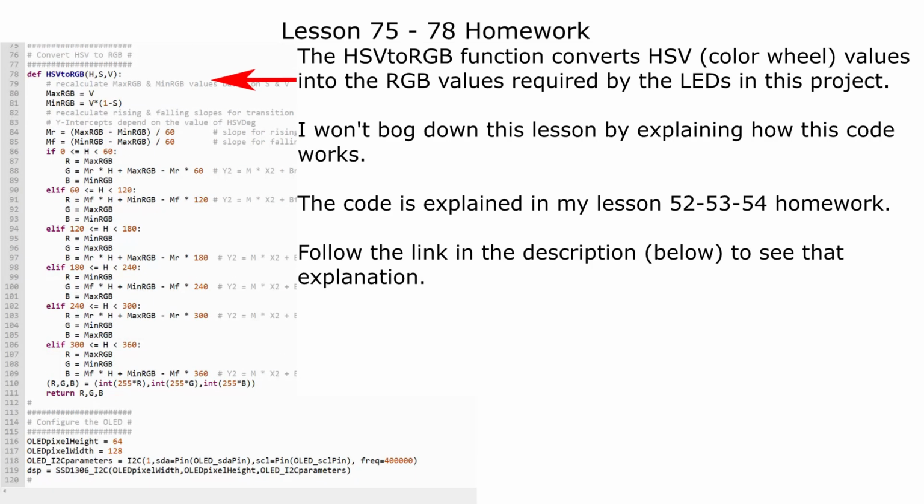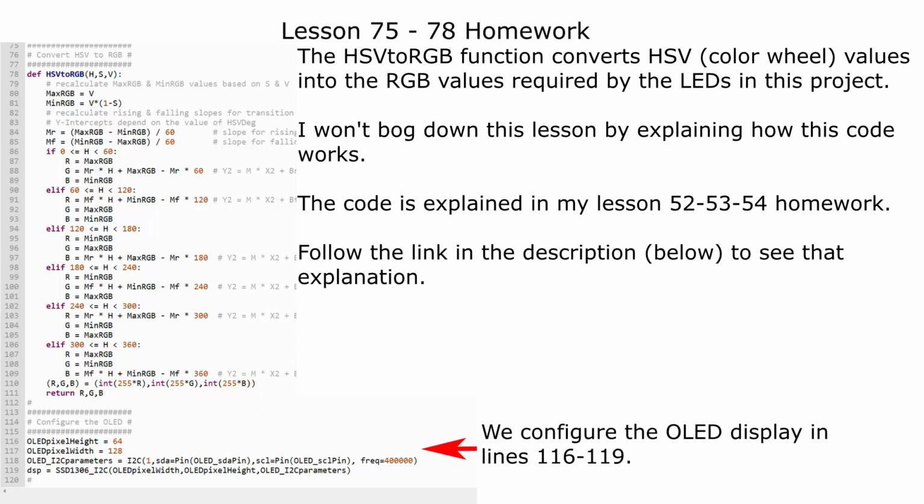The HSV to RGB function converts HSV or color wheel values into the RGB values required by the LEDs in this project. I won't bog down this lesson by explaining how this code works. The code is explained in my lesson 52, 53, 54 homework. Follow the link in the description below if you want to see that explanation. We configure the OLED display in lines 116 to 119.